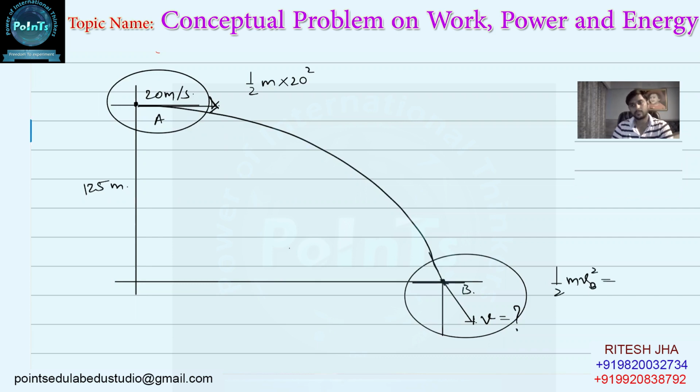So 1/2 m 20 squared plus mg times 125 is equal to 1/2 mv squared. We can get rid of m. So half of 400, which is 200, plus 125 g. Are we assuming that g is 10? Yeah, g is 10. So that is equal to 1/2 v squared.